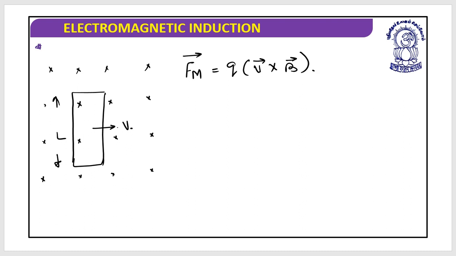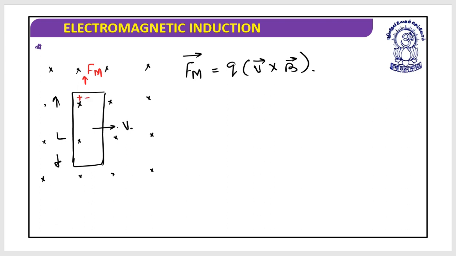Now the direction of the magnetic field is inside, and the direction of the velocity is in the positive x direction. So the direction of the force will be in this direction. This is Fm, the magnetic force, and this is the direction of the magnetic force on the positive charges.